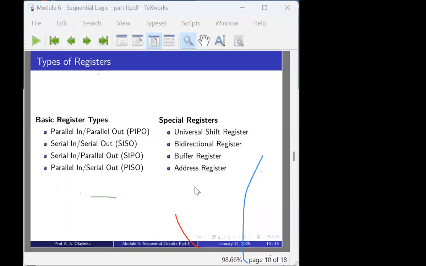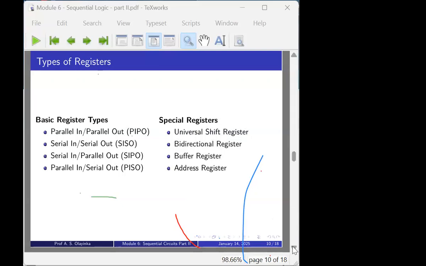Then they have special types of register. The first one is the universal shift register. The second one is bidirectional. The third one is the buffer register. And then the last one is what? Address register. All these registers have their specific and peculiar applications in their various areas, okay?